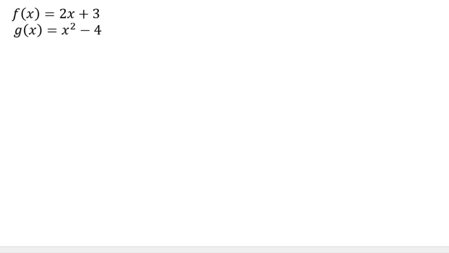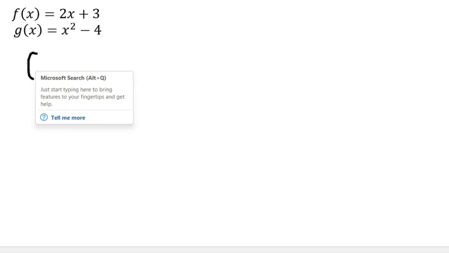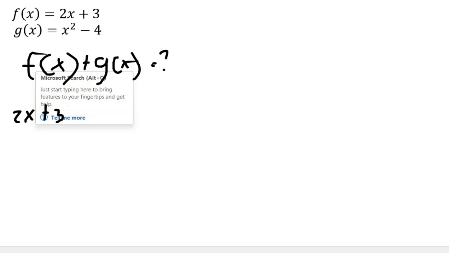Today we're going to talk about operation of functions. Let's say we have f of x equal to 2x plus 3, and we have another function, g of x, equal to x squared minus 4. So one of the operations of functions, I was going to say functions of functions, which is grammatically incorrect.